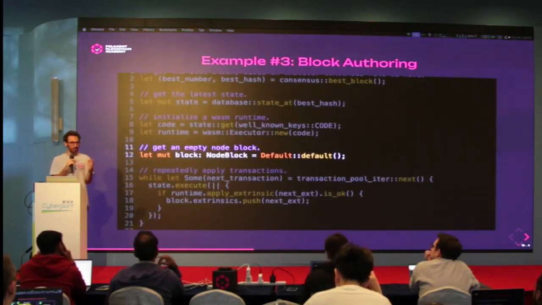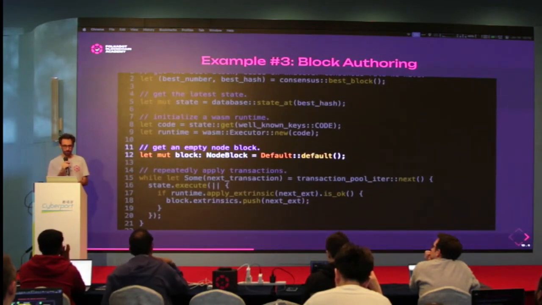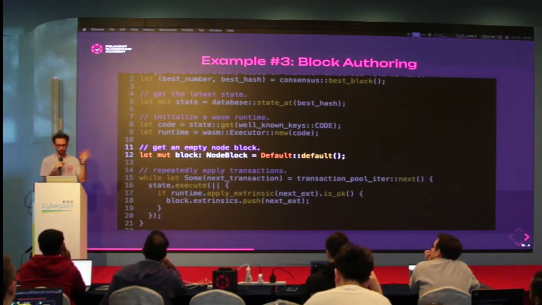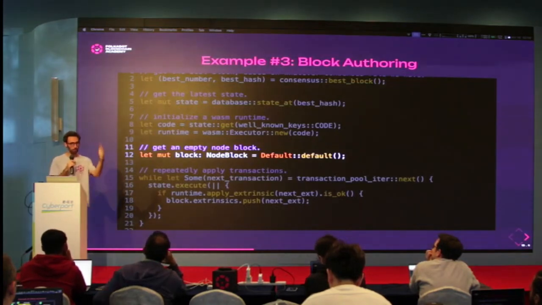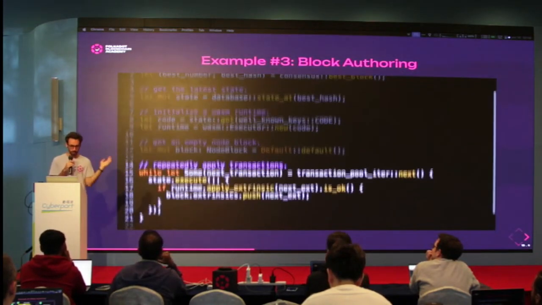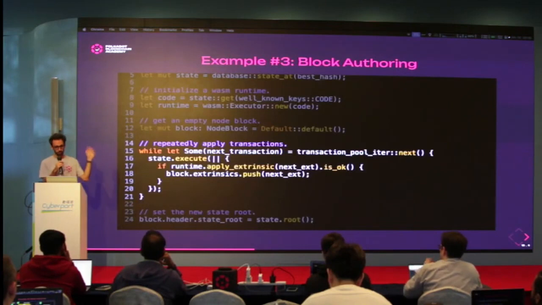I'm representing that with this default in Rust. There's probably some header fields and so on in this, but I don't want to get into the details. So default, an empty block. And this is also declared as mutable, importantly, because we do want to mutate it as we author a block. And then this is the meat of this segment, or the important part of it.